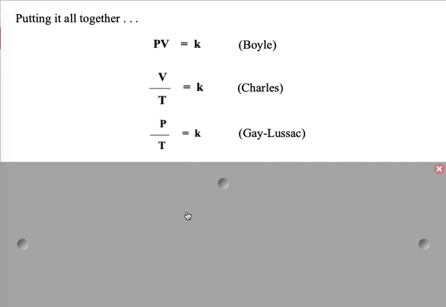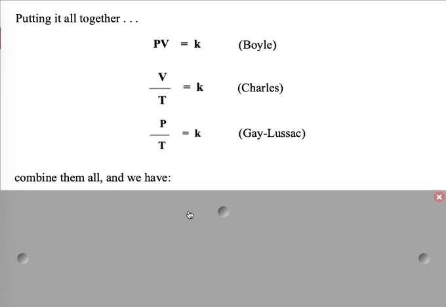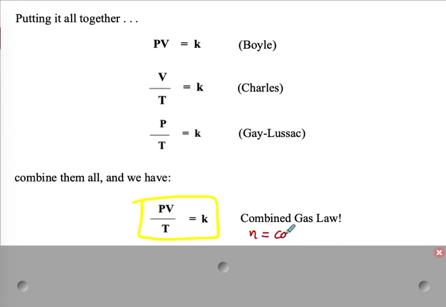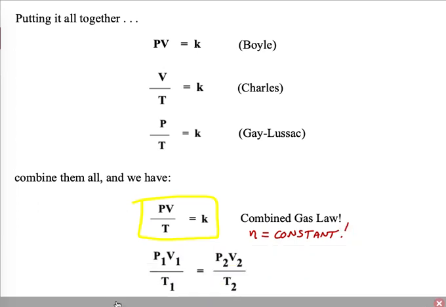Pressure and volume are always multiplied together in the numerator. Temperature is always in the denominator. So we can combine all of these to come up with a single gas law that relates pressure, volume, and temperature, and that is called the combined gas law. The only condition necessary for the combined gas law to hold is that n, the number of moles of gas particles in the sample, must be constant. For changing conditions, P1 V1 over T1 equals P2 V2 over T2.